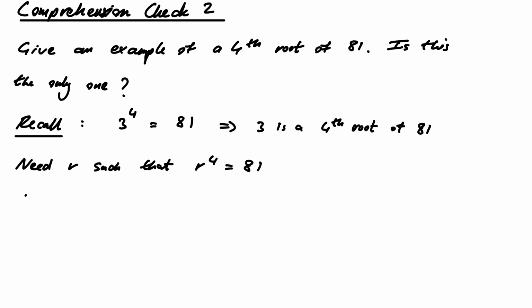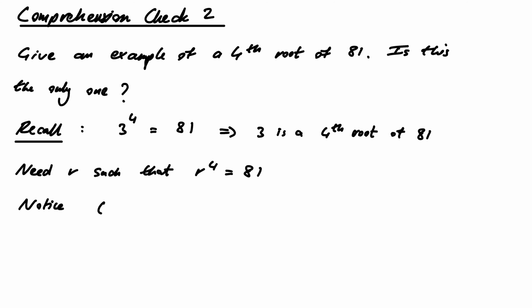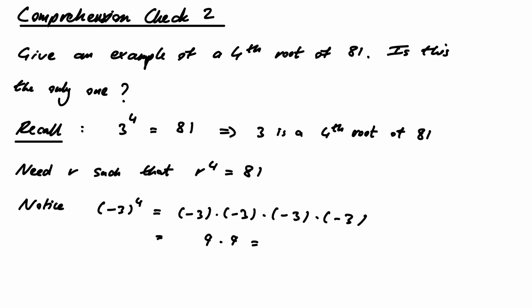So notice that if I take minus 3 to the power 4, what's this equal to? It's minus 3 times minus 3 times minus 3 times minus 3. When you go through all of this, what do you end up getting? Well, it would be 9 times 9, since minus 3 times minus 3 is 9, which is equal to 81. So bingo, I have another one. So this implies that minus 3 is a fourth root of 81.